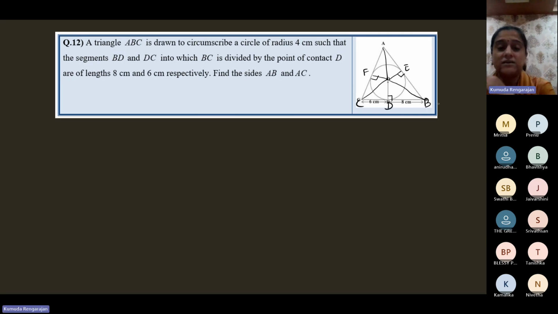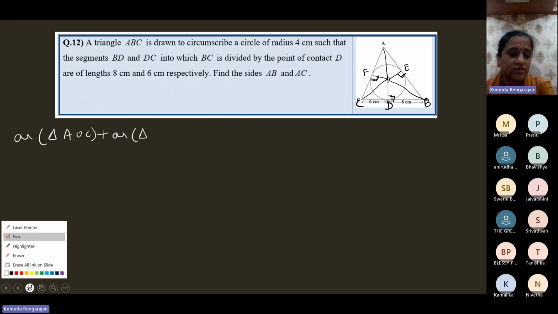So what's the idea? The idea is to divide the whole triangle into three smaller triangles by joining the center O to the vertices A, B, and C. Now we have three smaller triangles. We need the altitudes of the respective triangles. For that, we join the point of contact to the center. That will be the altitudes of the three triangles, because by the theorem, these angles will be 90 degrees.